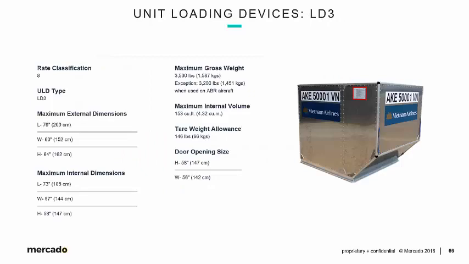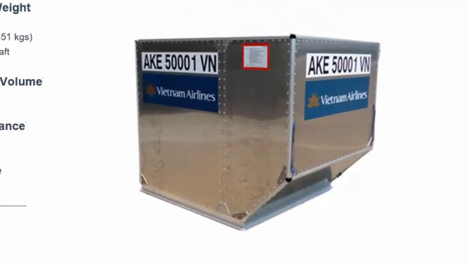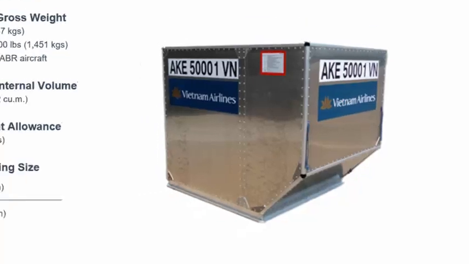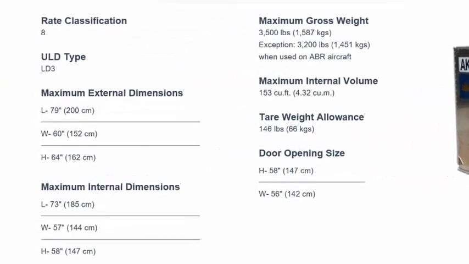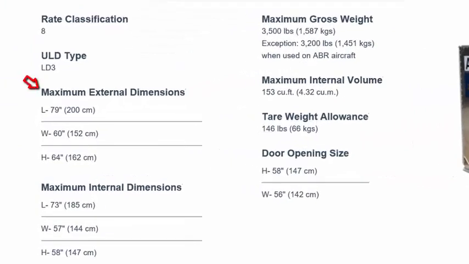Let's look at a particular workhorse for both passenger and the lower deck of all cargo airlines, what is called the LD3, image of which on the right-hand side, somewhat contoured to the round nature of a fuselage. LD3s are good for passenger aircraft because it meets that magic number that we spoke of earlier, the 64-inch height requirement. This is good for below deck cargo. On the left-hand side, we see external dimensions, 79 by 60. There's that 64 height requirement. There are some internal dimensions as well.